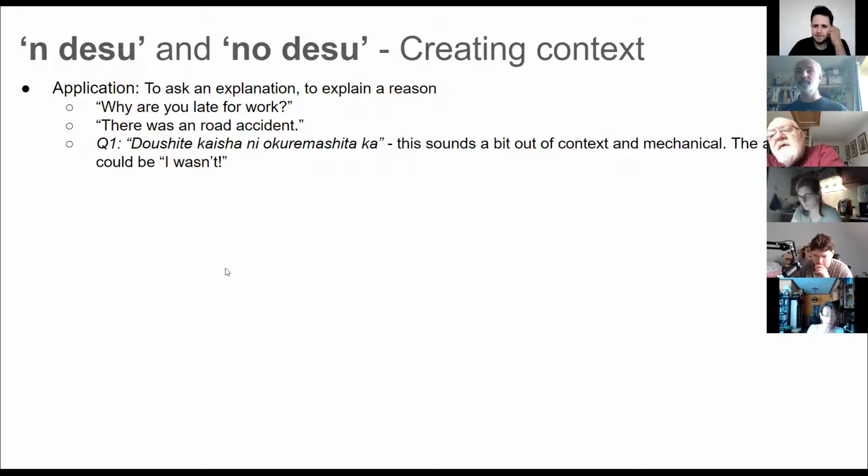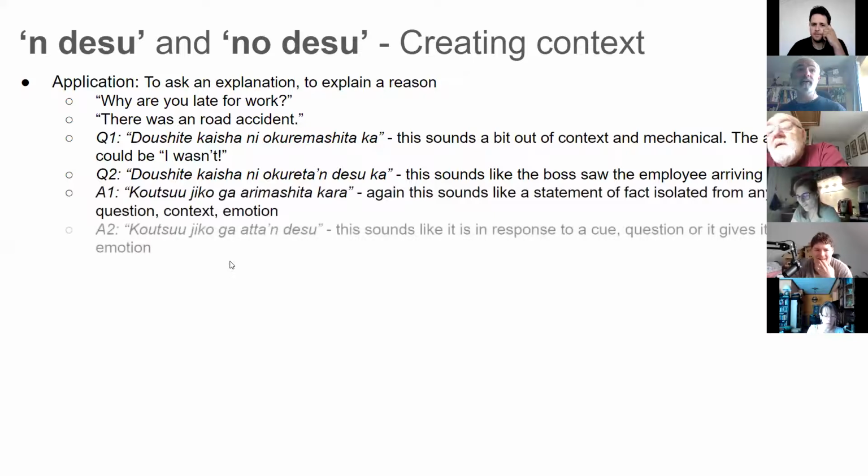So if you were to stuff yo on the end, that would be the equivalent of kind of fuck off. Exactly. Yeah, exactly. Yes. Koutujiko ga arimashita yo. This kind of sounds like, why are you asking me? There was a road accident, you idiot. Yeah. Yeah.